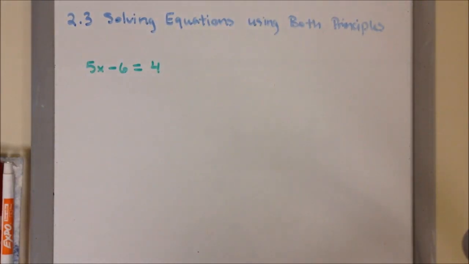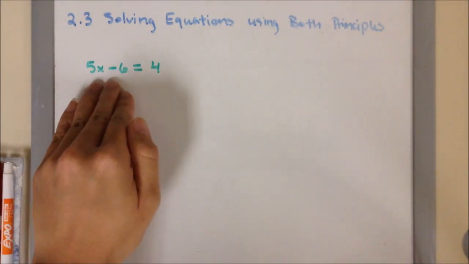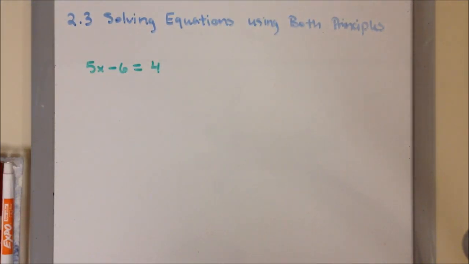Welcome to section 2.3, solve an equation using both principles. So what I mean by using both principles, we're going to be using the addition principle and the multiplication principle when solving for our unknown variable.